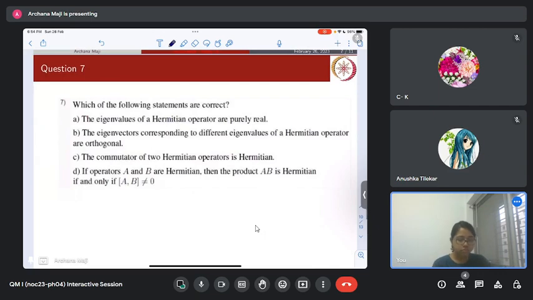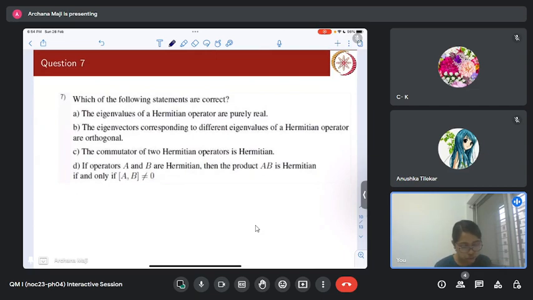Okay. Which of the following statements are correct? The eigenvalues of a Hermitian operator are purely real. Eigenvectors corresponding to different eigenvalues of a Hermitian operator are orthogonal. The commutator of two Hermitian operators is Hermitian. If operators A and B are Hermitian, the product is Hermitian if and only if the AB commutator is not equal to 0. A, B and C are correct. C. Okay, D is not correct. You were saying A, B and C.